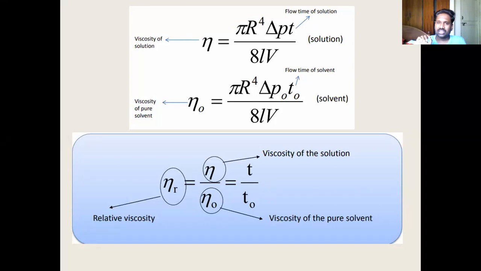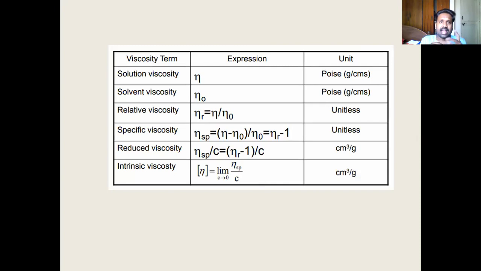So the relative viscosity is now a bit easier to calculate. Why? Because it's only a ratio. You need not know the radius and length of the capillary tubes, because they are the same for both solvent and solution samples. You are using the same instrument. So simply t by t naught becomes the experimentally important data. Anyways, like I told you, absolute viscosity is difficult to obtain. Therefore, we use different terms of viscosities. One is the relative viscosity we have used already, the solution viscosity over solvent viscosity, and there is also the specific viscosity.